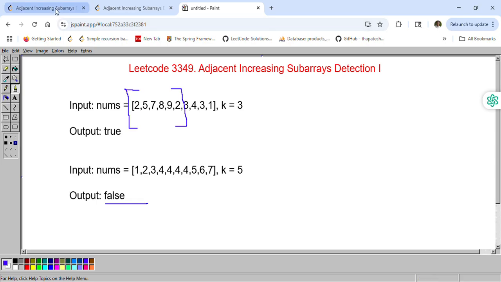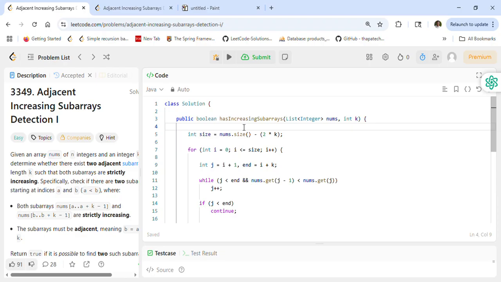So let's take a look at Java. I'll explain it better here. hasIncreasingSubarrays is what we are implementing. nums, which is a list of numbers, is given to us. k is given to us as input. This method returns a boolean, which is true or false.